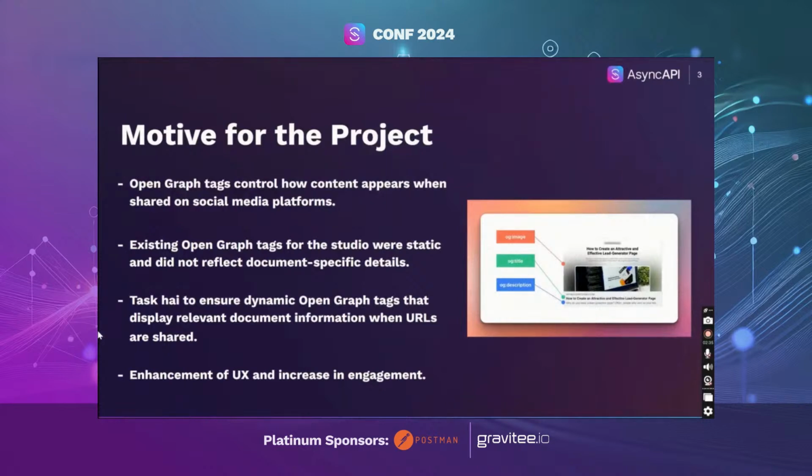So the project involved essentially taking the AsyncAPI Studio files, and when those files are shared, there is a URL that is created, and when that URL is shared on social media, it should dynamically show the content that the file represents. That is, it should contain certain metadata which gives the person with whom the file is being shared some information about what the URL points to before he or she opens the file.